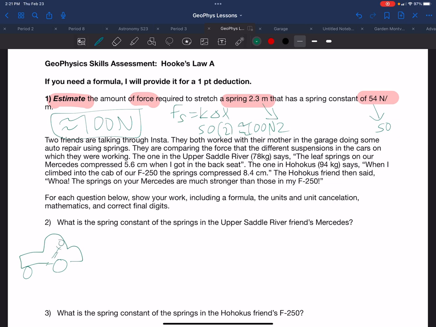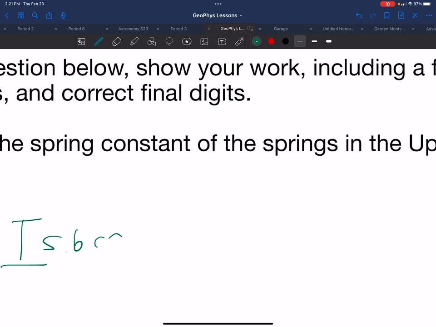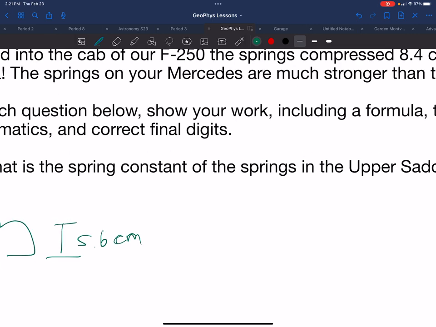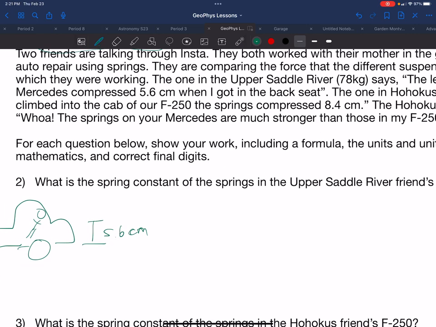The person gets inside like so. Well, the car then sinks. We are told it sinks 5.6 centimeters. So it compresses 5.6 centimeters. And what we know at that instant in time, after the car compresses, is that the forces are balanced. The force of gravity is equal to and opposite to the force of the spring.